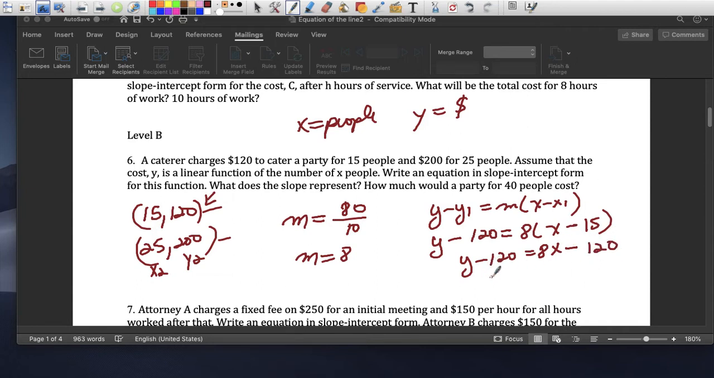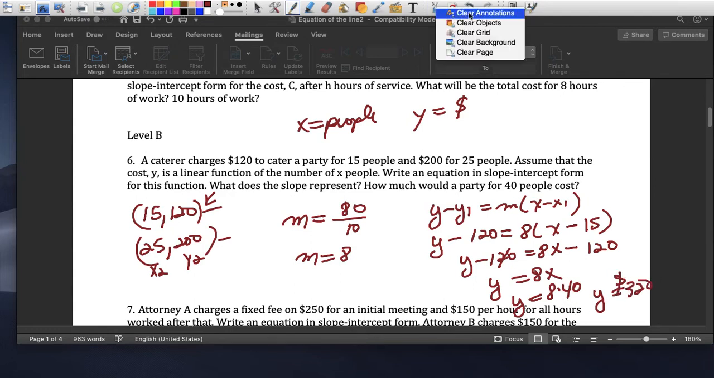Add 120 to both sides, and this will cancel. And that's 8x. That's nice because now I know that my y-intercept is 0, so it goes through the origin, so this relationship is proportional. And if there were 40 people coming to this party, I would just go 8 times 40, and the total amount I would pay would be 320. Okay, so that's nice and easy.